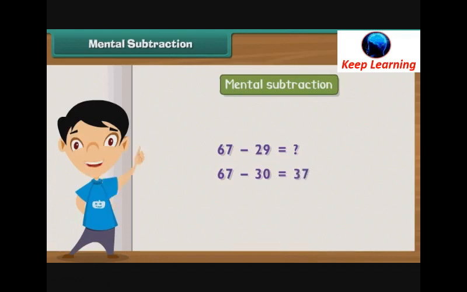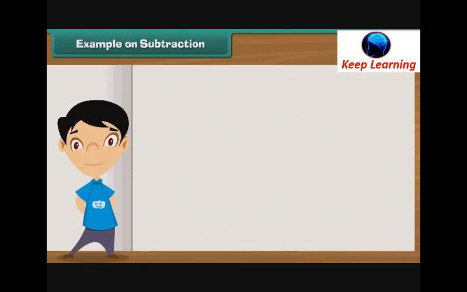But we subtracted an additional 1. So we add 1 to the difference. Thus, the result of subtracting 29 from 67 is 38. Let us practice mental subtraction.